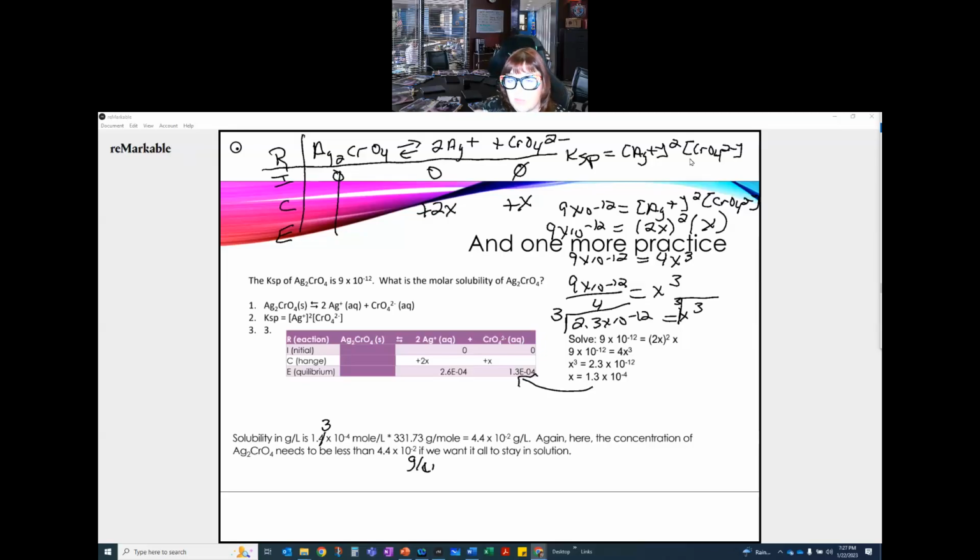Okay, so I may ask you to set up one of these expressions. Okay, so that the 9 times 10 to the minus 12th is equal to 4x cubed. Right, something like that. There may be things along that line that you get asked. Okay, so that's the practice that I wanted to do with that.